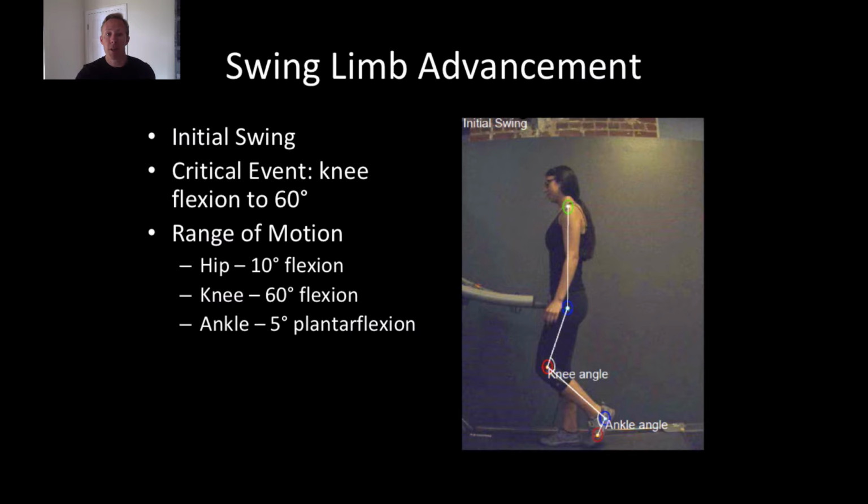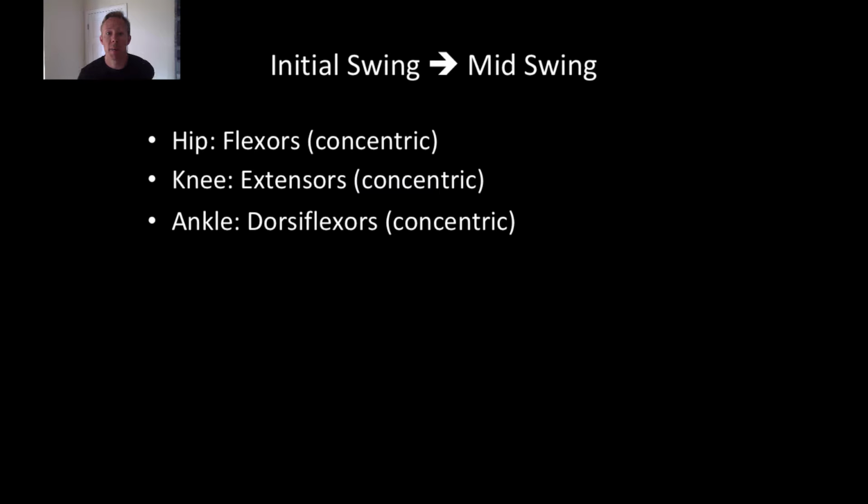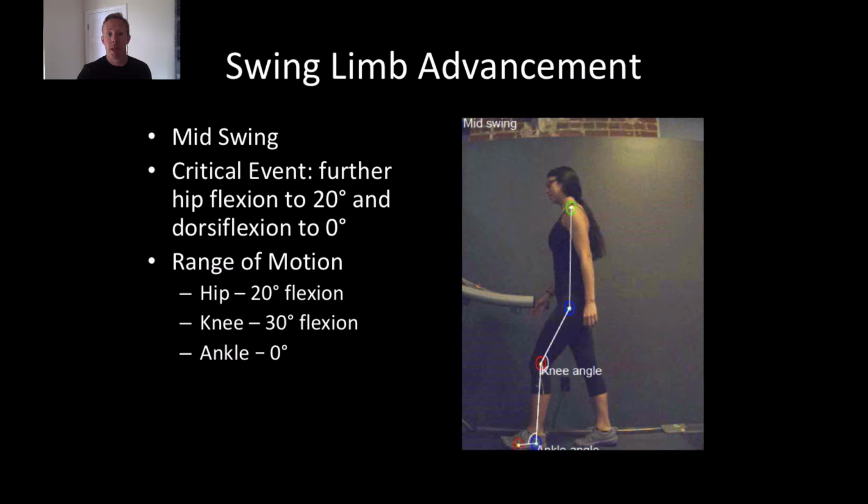Okay, so from initial swing to mid swing, we're going to see the same exact muscle activity. Those muscles, hip flexors, knee extensors, and dorsiflexors, are all going to keep working to continue to pull the leg forward. Mid swing is where we said the tibia is vertical.